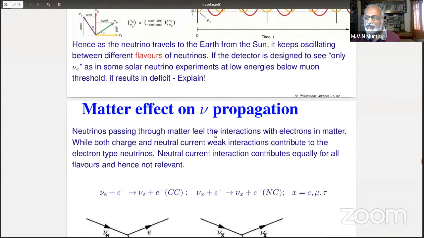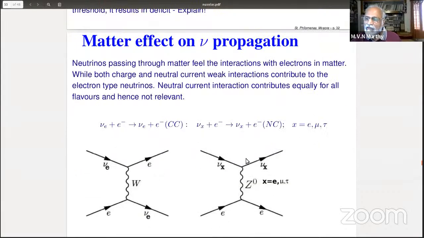So neutrinos passing through matter feel interaction with electrons in matter. Electron neutrinos interact with electrons, and all neutrinos in fact interact with electrons in matter. So for example, if you take an electron neutrino, it can interact with the electron present in matter and have an electron and an electron neutrino in the final state through what is called a charge exchange reaction, where this electron neutrino gets converted to electron and the electron gets converted to electron neutrino.